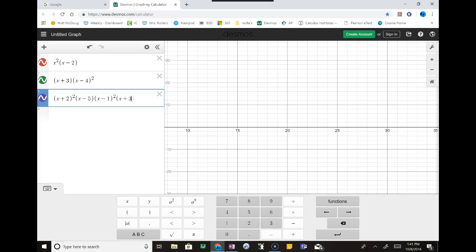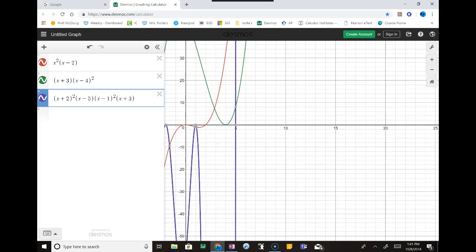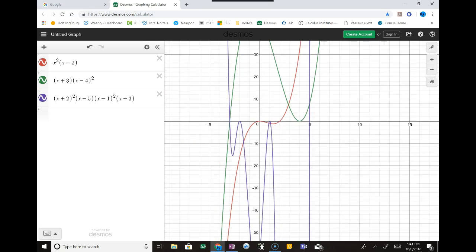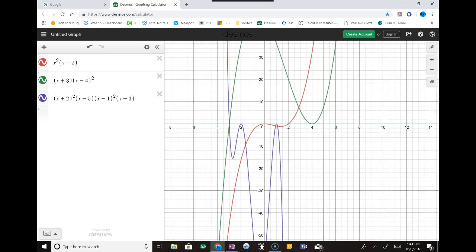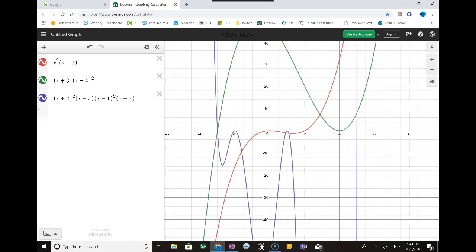-2, 5, 1, -3. Good. Okay, watch what happens. Oh my goodness. Do we have to graph it by hand? Yeah, and it's actually really easy.